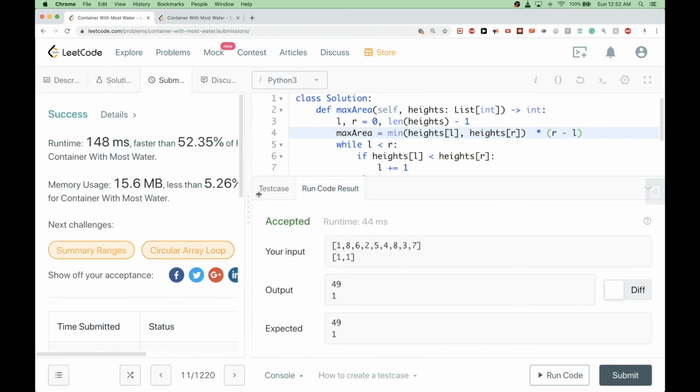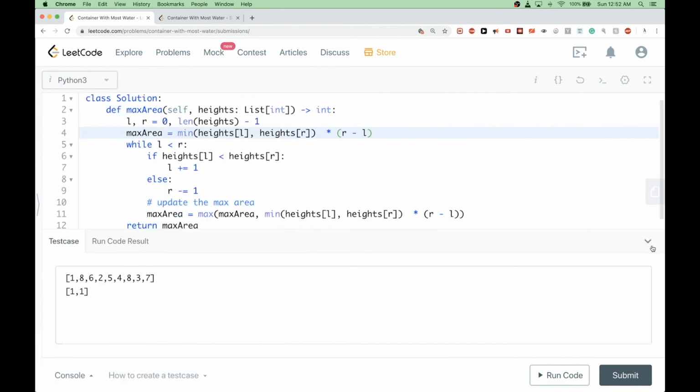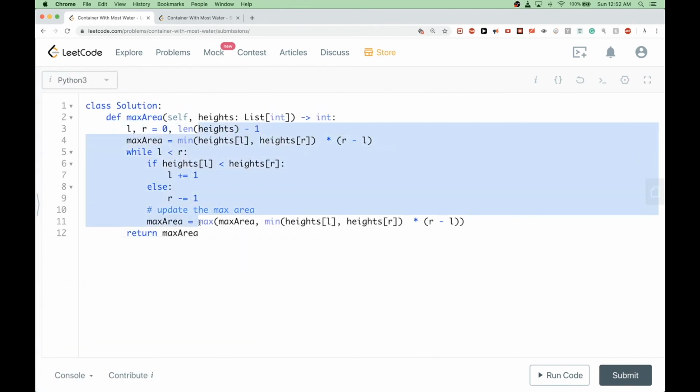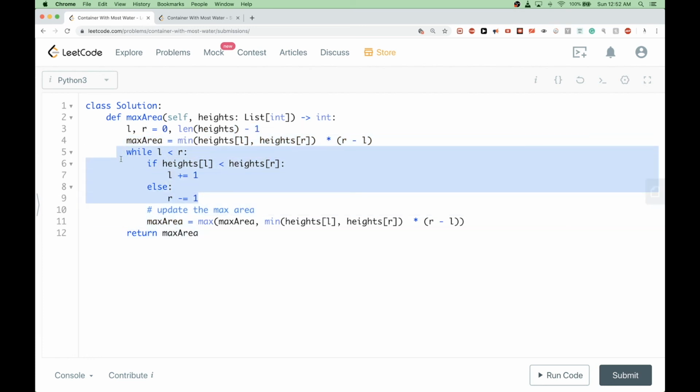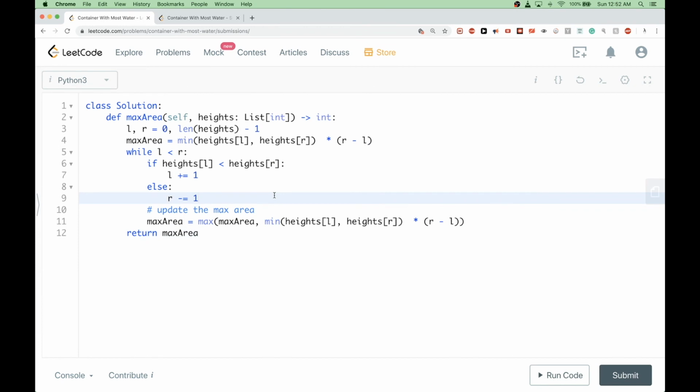Okay, so this solution passes, and yeah, so that's the better solution than the brute force using the same calculation, but just cleverly traversing so that we don't end up doing O of n squared and using the 2 pointers technique instead. Yeah, so that's it for the solution.